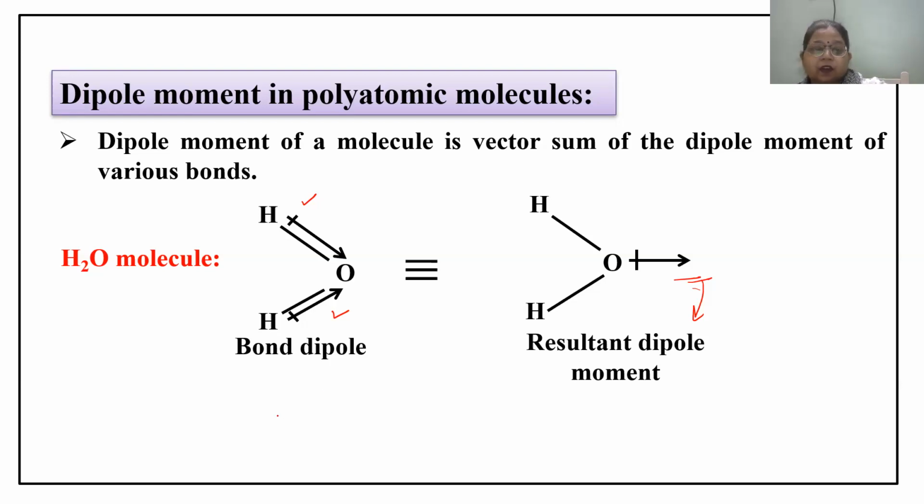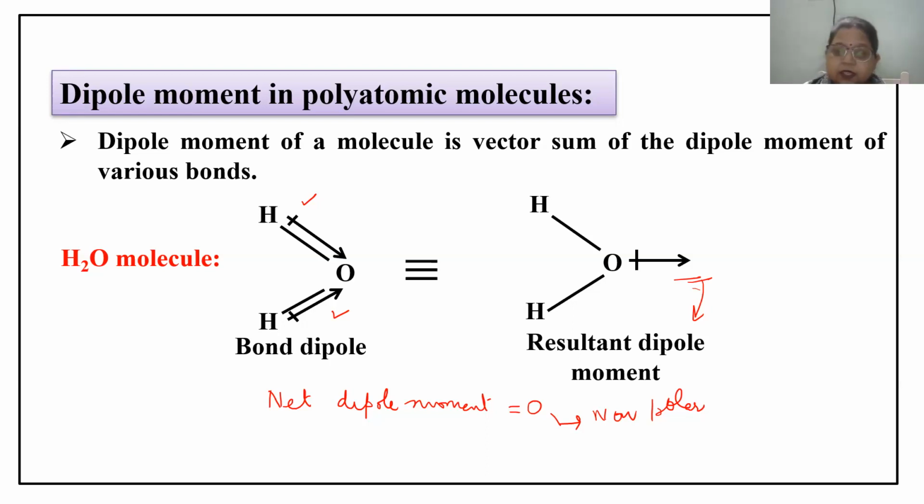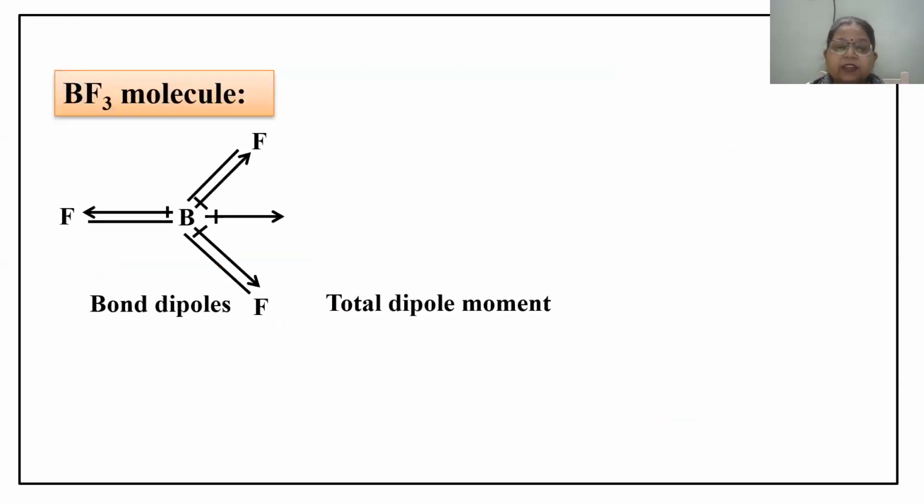Please remember, for polyatomic molecules, we say net dipole moment. What happens to the net dipole moment? If it is 0, then that means the compound is non-polar. But if you get something like you are getting in the case of water, then you know the molecule is polar, right? Let's take a few more examples.